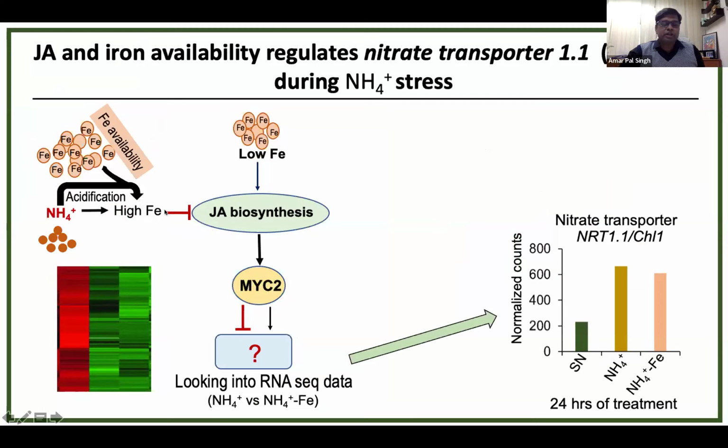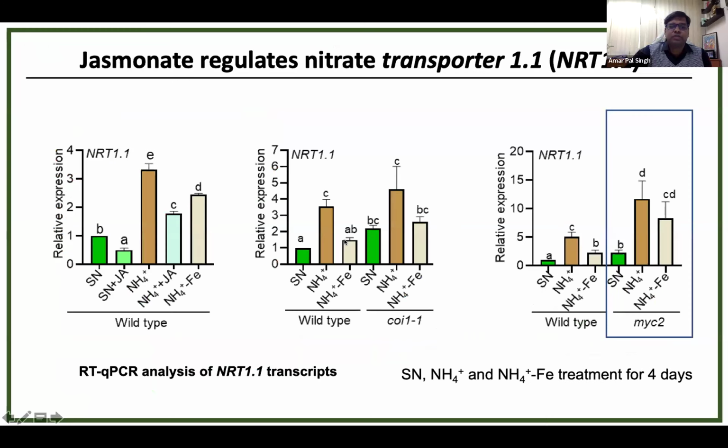So now the question comes, how is this MYC2 governing this ammonium and iron balance? We searched our RNA sequencing data set, and we found that one of the nitrate transporters, NRT1.1, is enhanced under ammonium stress condition, although the plants are suffering due to high ammonium levels. So this led us to investigate whether this is the downstream candidate of MYC2 that is governing this ammonium and iron response via JA.